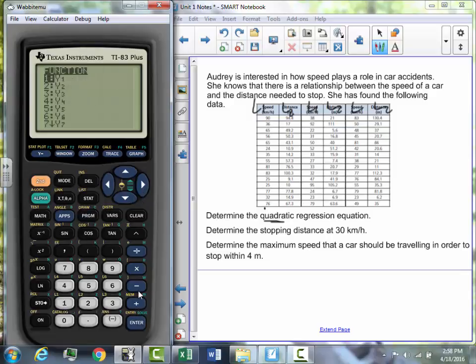Functions. I don't care which y-value you pick. Just pick one of them. Y1's fine. Press enter, and it should give you an equation. It might take a little while to do all the work. Your calculator's thinking for a bit here.